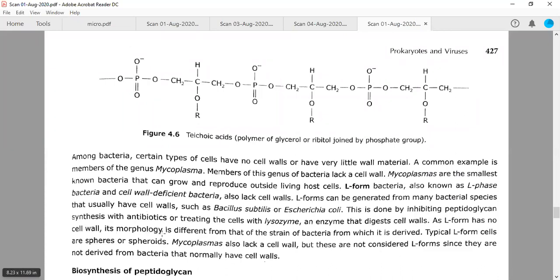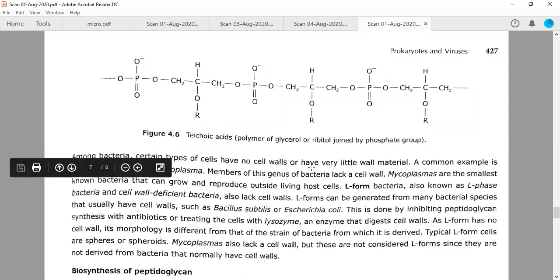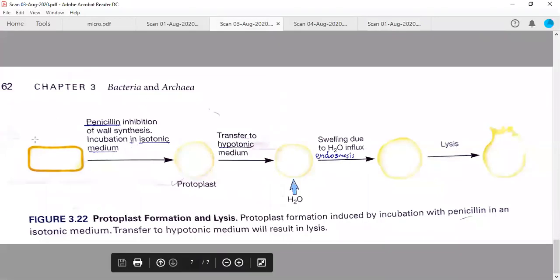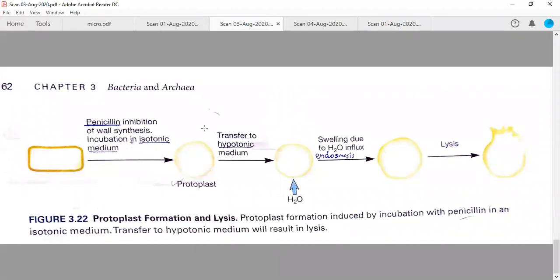As L-form has no cell wall, its morphology is different from that of the strain of bacteria from which it is derived. Okay, because this cell wall is important for the structure or morphology of the bacteria, if you treat with penicillin or some drug which inhibits cell wall synthesis, the shape of the bacteria will be completely different from the bacteria from which this L-form has been derived. Typical L-form cells are generally spheres or spheroids. Okay, so this also we have discussed. If they lose the cell wall, they are generally spheroids, sphere-like in shape, because they will try to maintain the cytoplasm inside the plasma membrane.